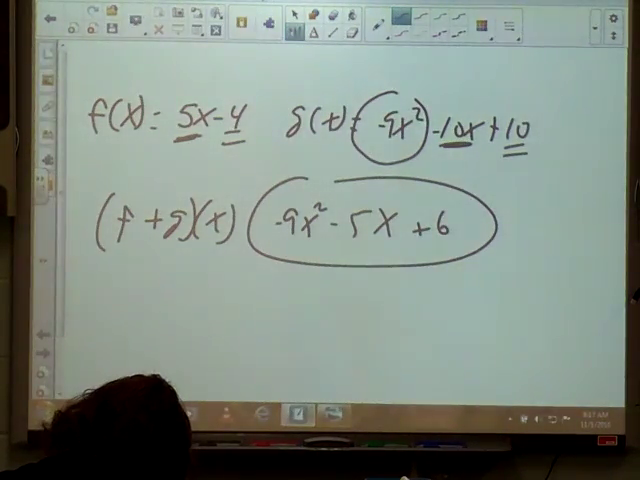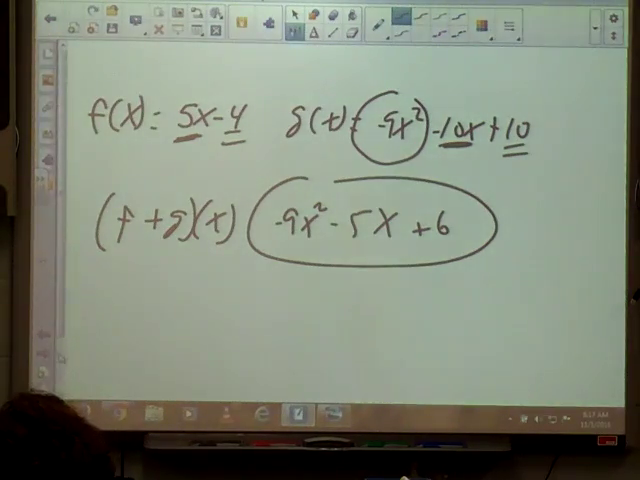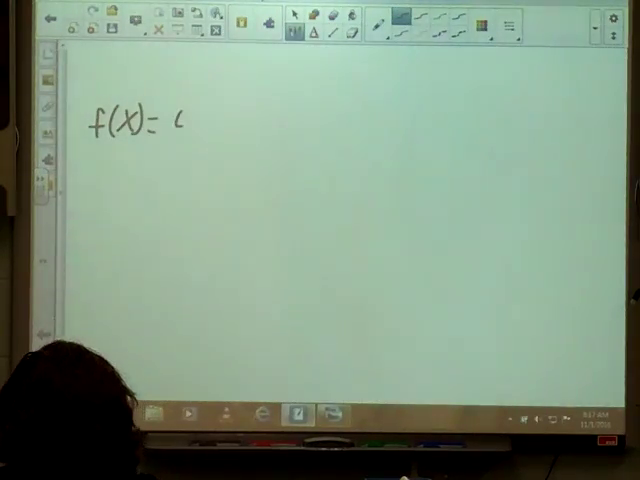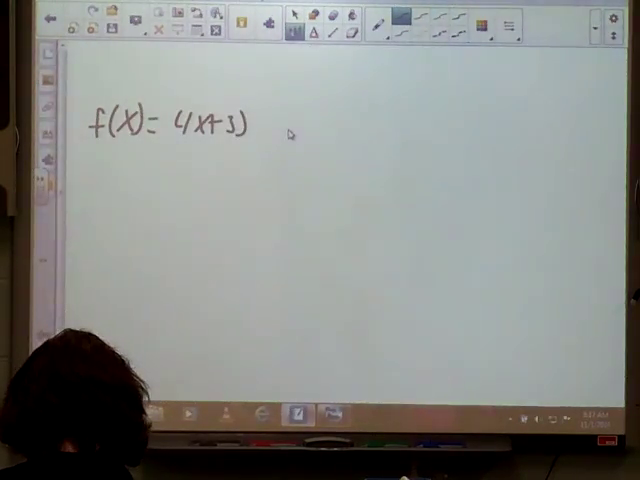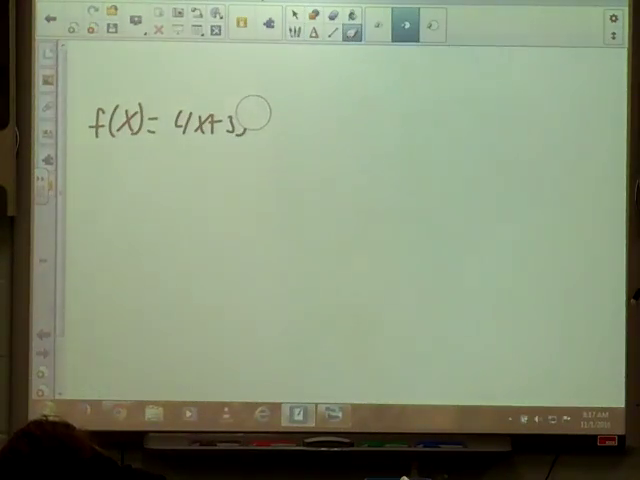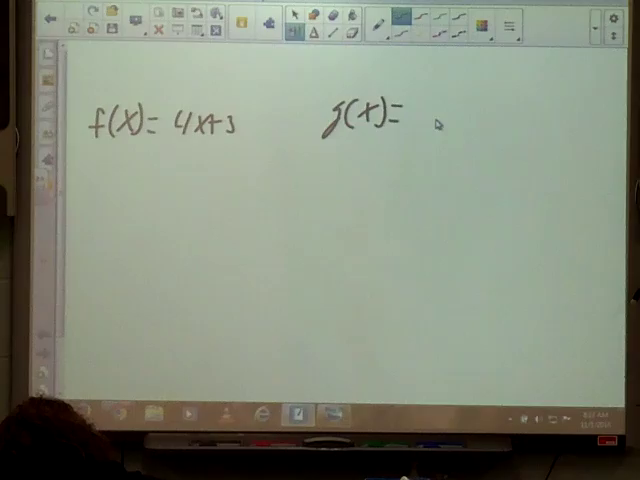Alright, 17 is another function one, but on 17 I want you to multiply. It says f of x is equal to 4x plus 3. I don't know why I put a parentheses on one end and not the other, because I lost my mind, I reckon. G of x is equal to negative x squared plus 5x plus 8.